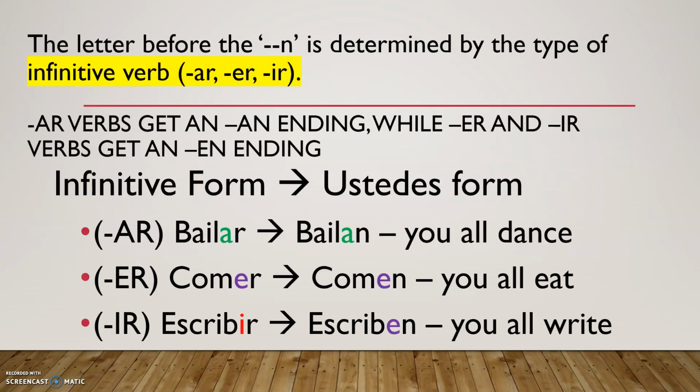The letter before the N is determined by the type of infinitive verb, AR, ER, or IR. The AR verbs get an AN ending, while the ER and IR verbs get an EN ending. So here are the infinitives and the ustedes forms. Bailar turns into bailan, comer turns into comen, and escribir turns into escriben. Okay, this is the you all or ustedes form.